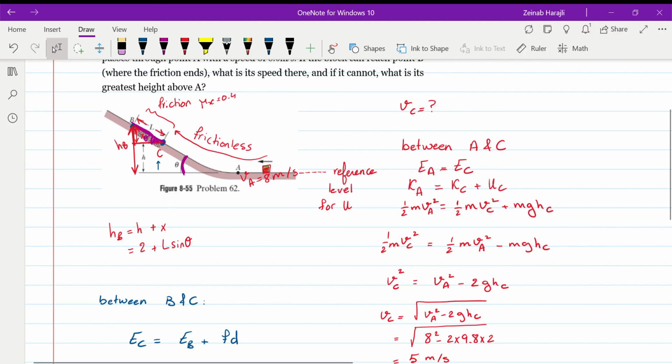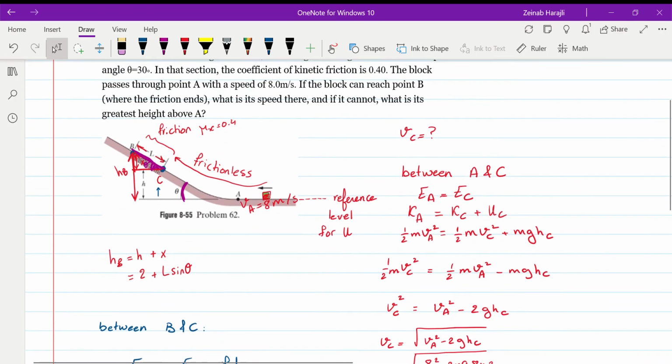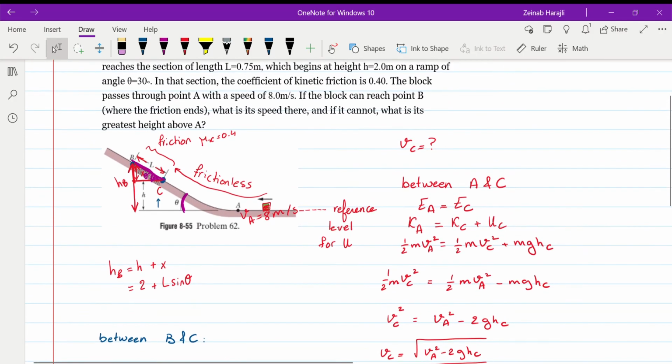So we got the height at B now. All we have to do is calculate it, and then we can substitute it in our equation in order to find the value of the potential energy at B. So we're given that theta is 30 degrees, and now we are able to find the height at B.